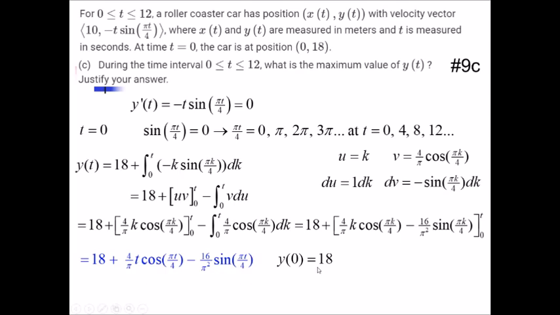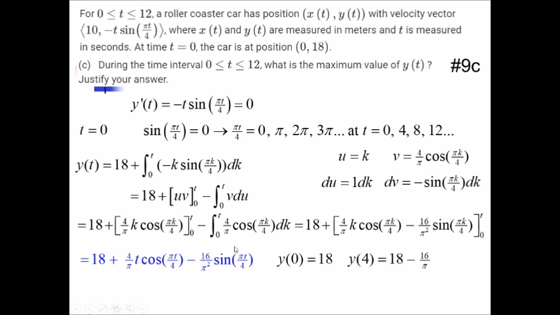Now we need y of 4. That's going to be the 18 here plus, well, let's see what happens if I plug in 4. Let me start inside the trig function and work my way out. Right here we've got 4 pi over 4, which is just pi. Cosine of pi is negative 1. So we've got negative 1 times 4 times 4 over pi. So this is negative 16 over pi right there.